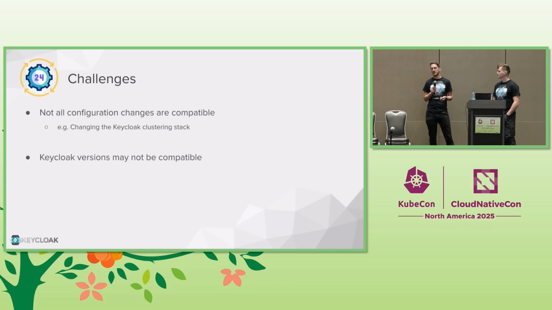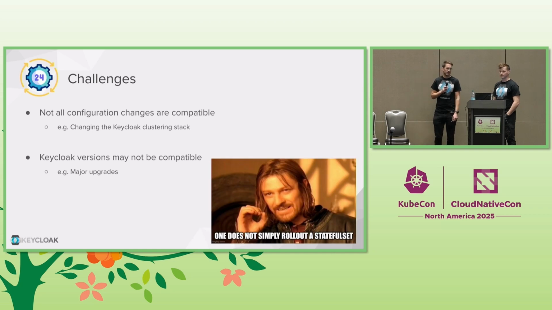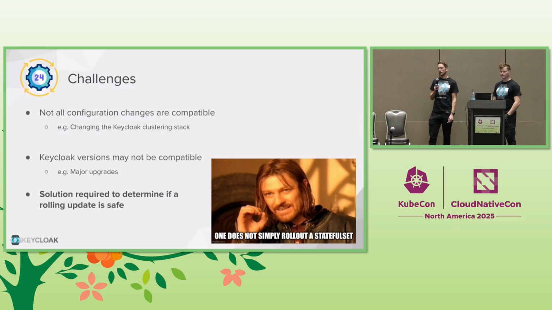Similarly, Keycloak in the past has provided no guarantees about version compatibility when used in this kind of mixed cluster mode. And so the bigger the distance between your Keycloak versions, the more likely you are going to get incompatibilities. Something like a Keycloak major upgrade being used in a rolling update is most likely not going to go well. So one does not simply roll out a stateful set. We need a solution that helps us determine if a rolling update is safe, and only if it is safe should we perform it.